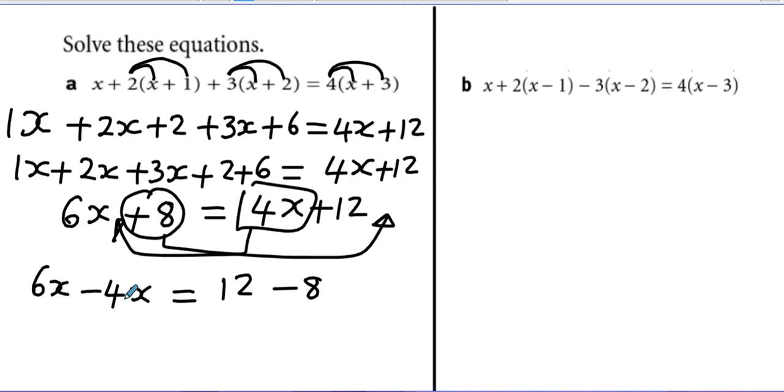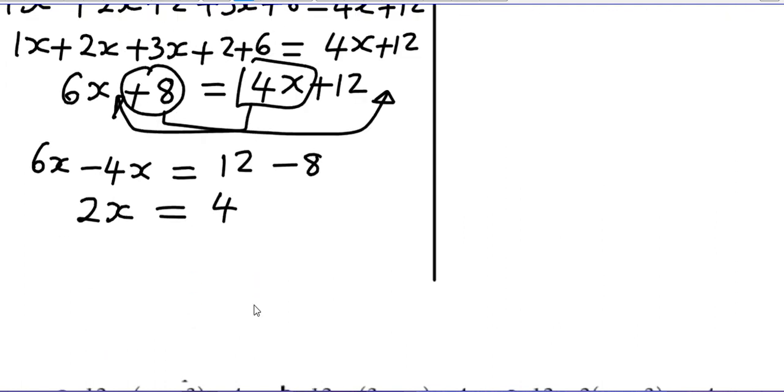So 6x minus 4x will be 2x, equals to 12 minus 8 will be 4. To find the value of x, divide by 2 on both sides, 2 and 2 will cancel, and 4 divided by 2, this is 2.